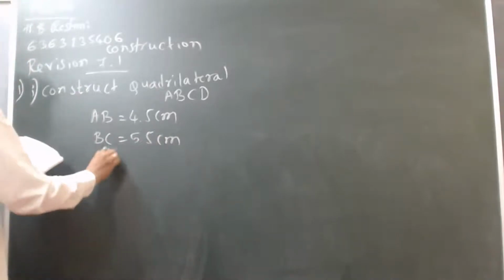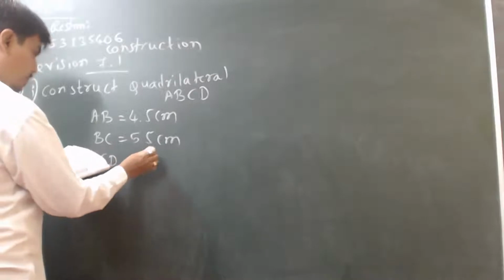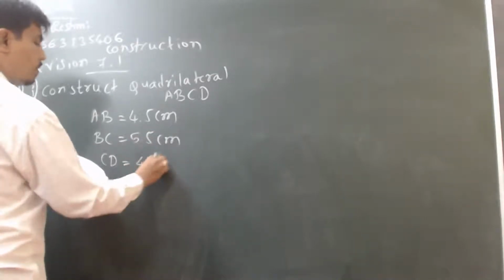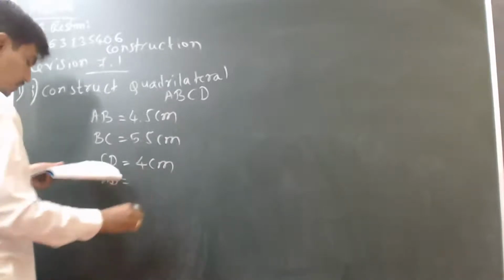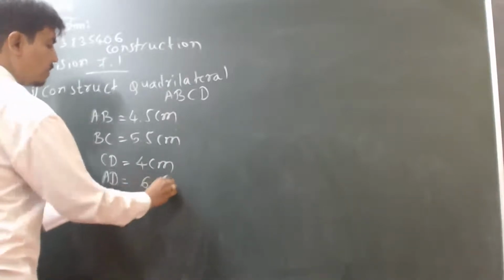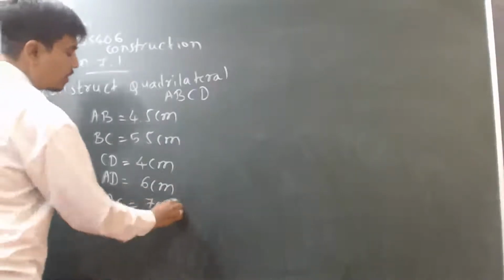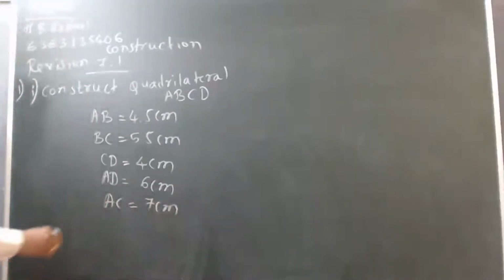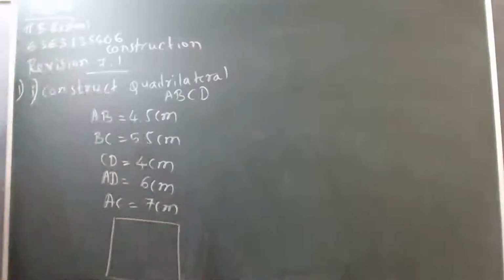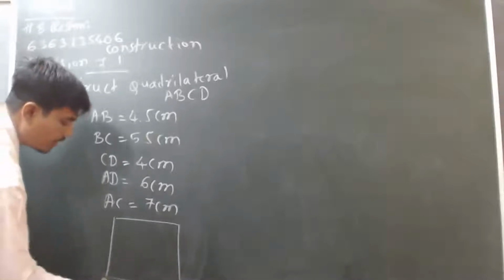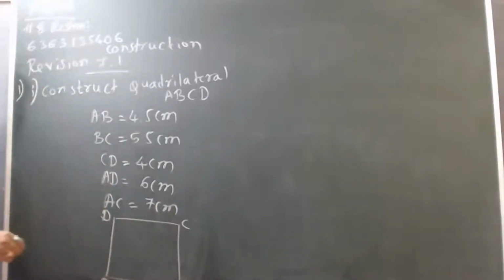And then comes CD. CD how many centimeter? 4 centimeter. And then comes AD. What is that? AD 6 centimeter. And then we have AC 7 centimeter. So remember that we have to go for a rough diagram, and we have to label it as A, B, C, D.